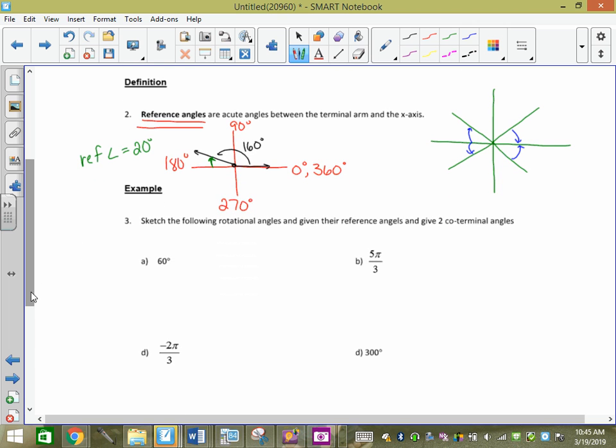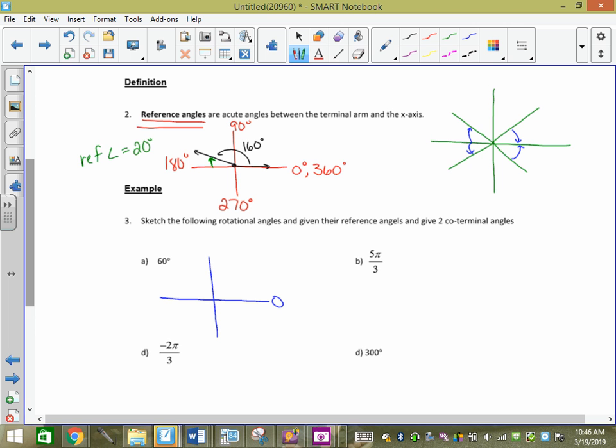So for each of these ones first, what we're going to do is we're actually going to draw them, and then we're going to do the reference angles, and then we'll do the coterminals after that. But for right now, we're just going to do the reference angles. So 60. We're going to draw it first.